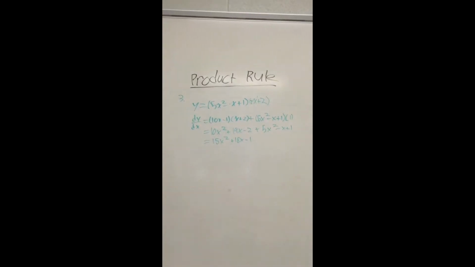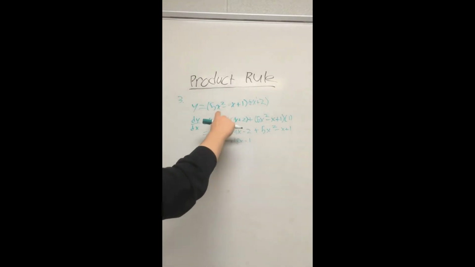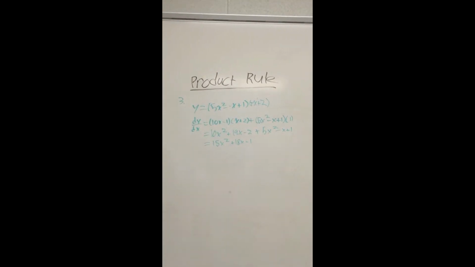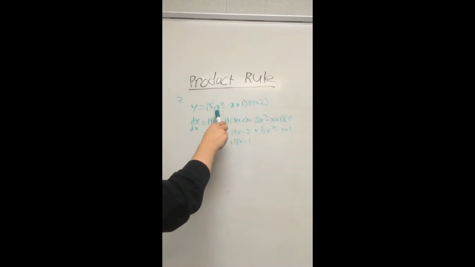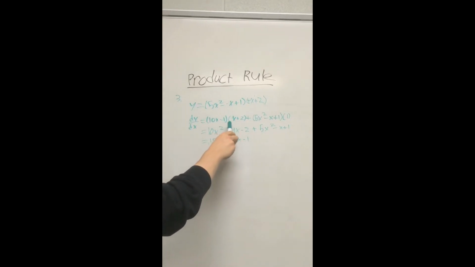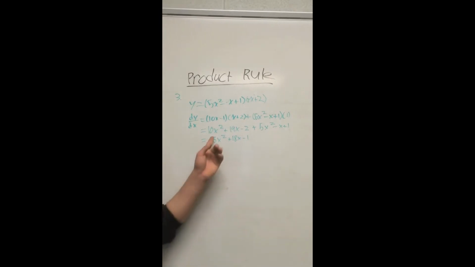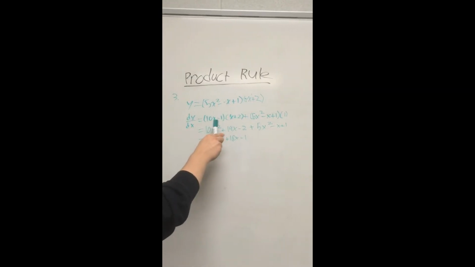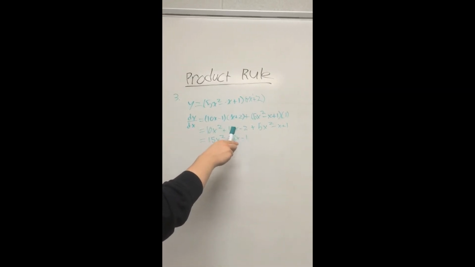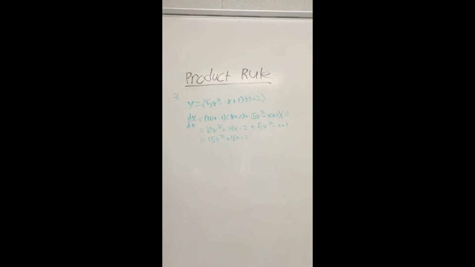Now we get into the second line. We expand these brackets out by doing the FOIL rule, first times these two, inside times these two. So that gives you 10x times x, which gives you 10x squared, plus 10x times 2, which gives you 20x, but you subtract this times this, which is just negative 1x.